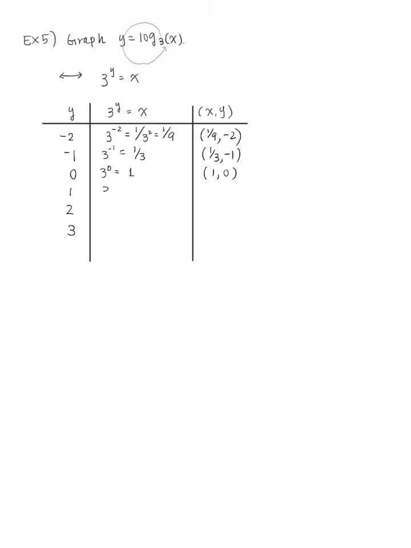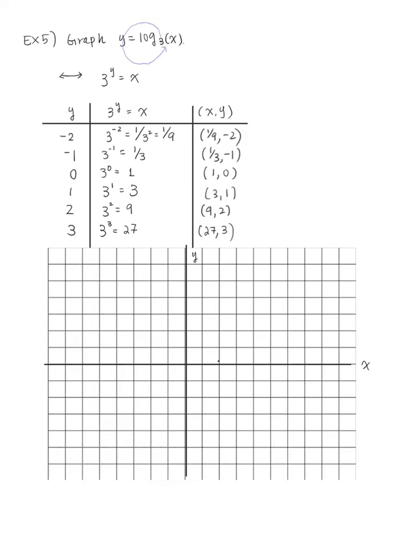And then 3 to the first is just good old 3. 3 comma 1. And then 3 squared is 9. So we got 9 comma 2. And then 3 to the third is 27. So we have 27 comma 3.